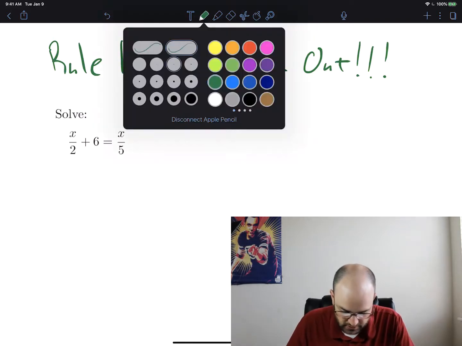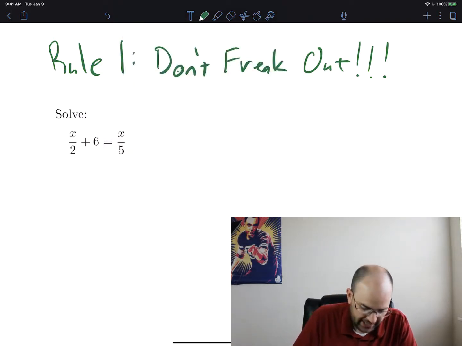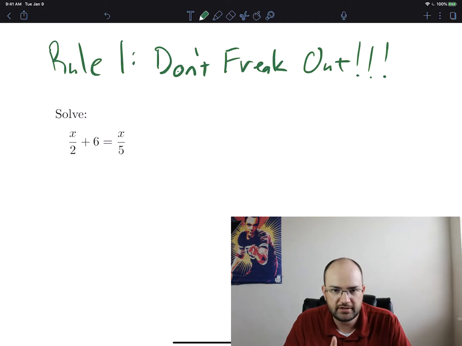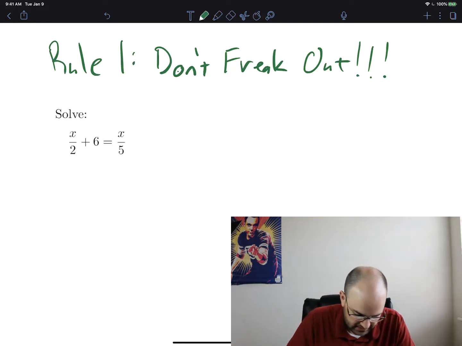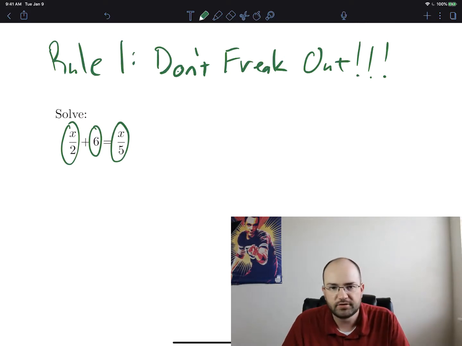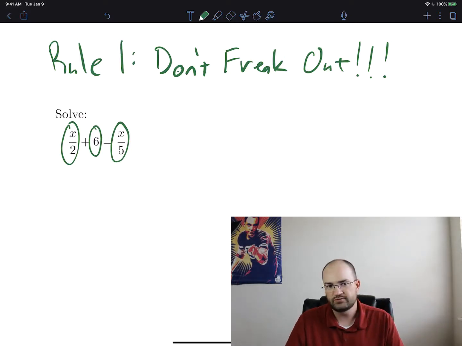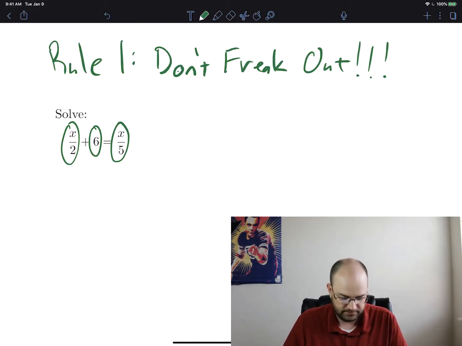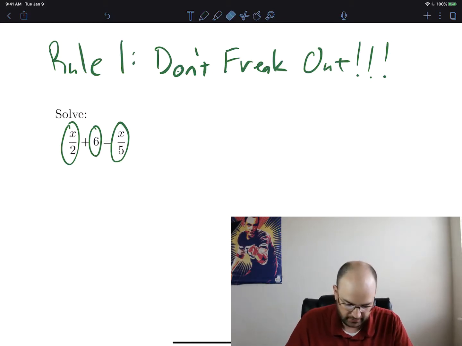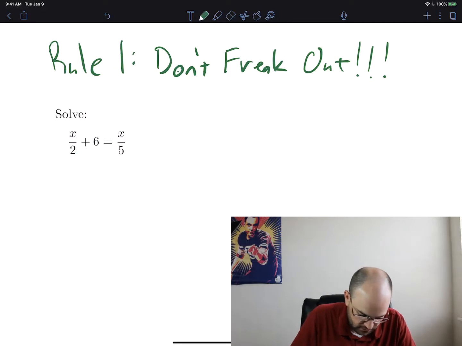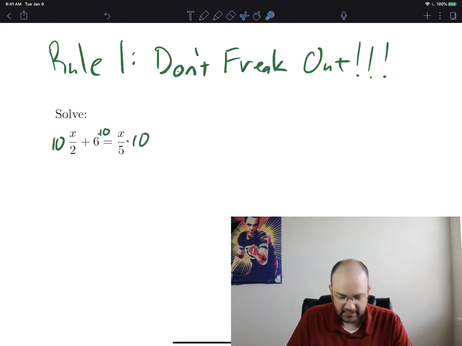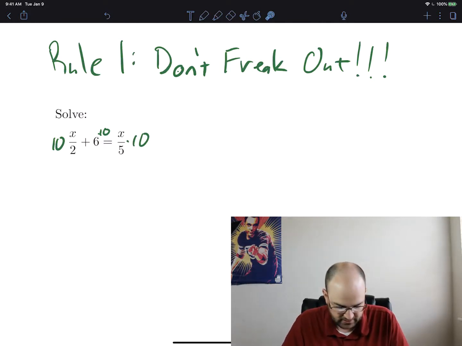So what we're going to do here is multiply every term by 10. Notice that there's a term here, a term here, and a term here. So I need to multiply every term by 10. In other words, I'm multiplying both sides by 10, which is the LCD. So multiply this by 10, this by 10, and this by 10. A lot of people forget to do the 6 times 10 here. That's usually where they mess up.